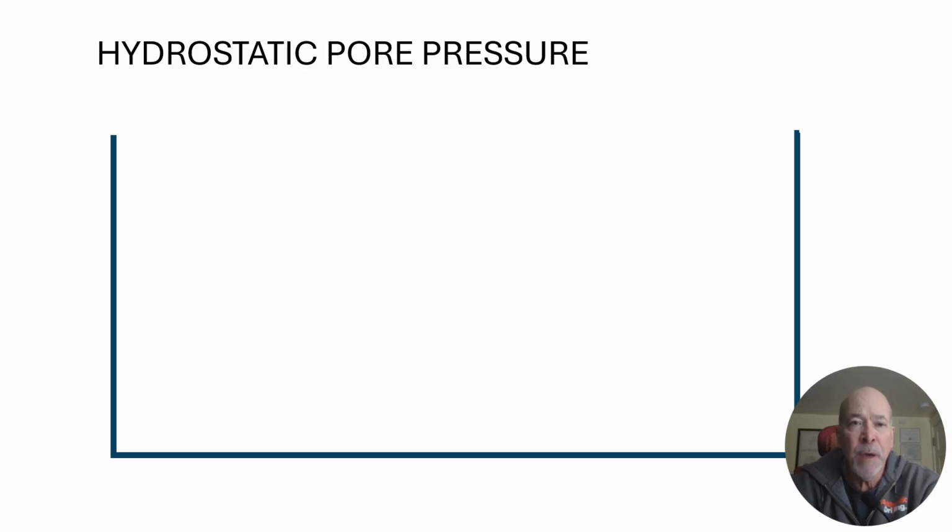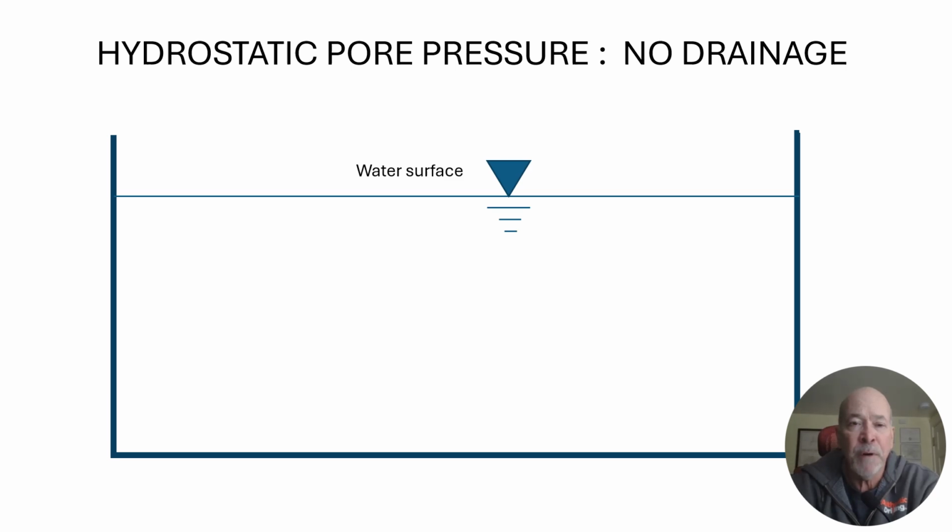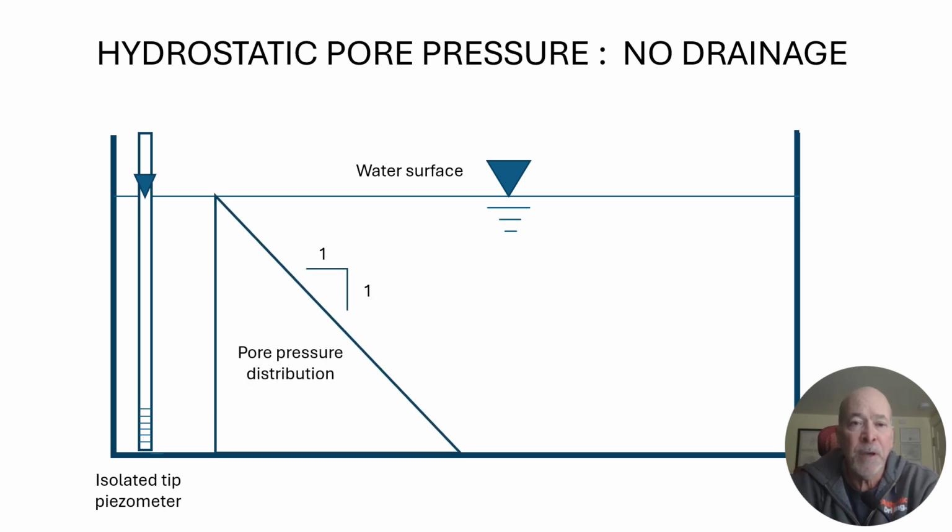So just to review hydrostatic pore pressure, there's no drainage. We have our tank of water, the water surface. We put an isolated tip piezometer into there, and that isolated tip piezometer is going to tell us where the water surface is. It's got a 1-to-1 pore pressure distribution. So if you go down 1 meter, you have 1 meter of head, 2 meters, 2 meters of head, and so on.